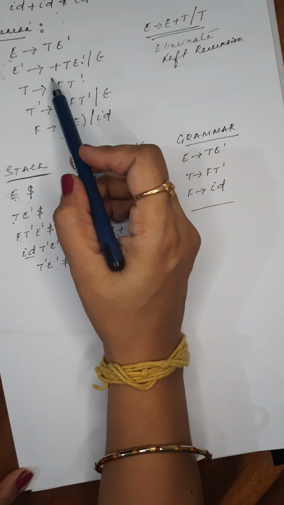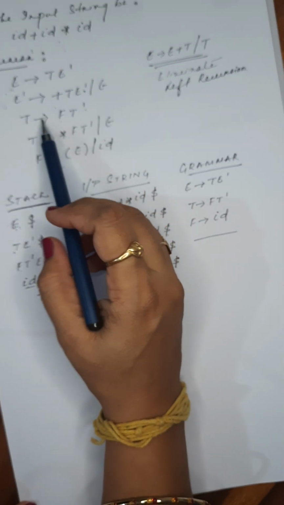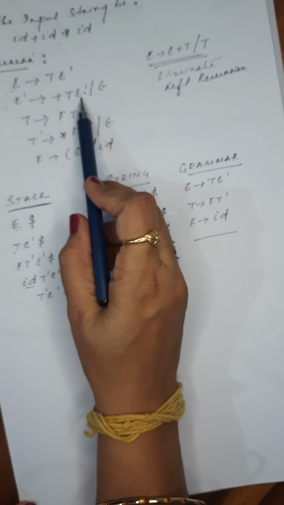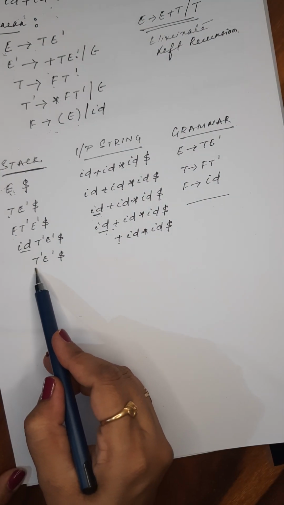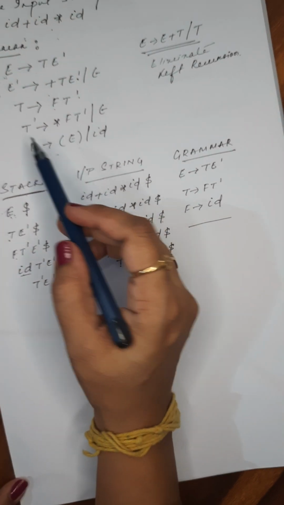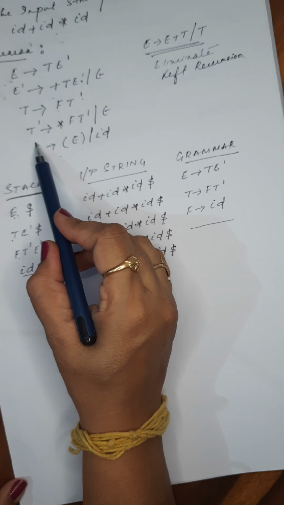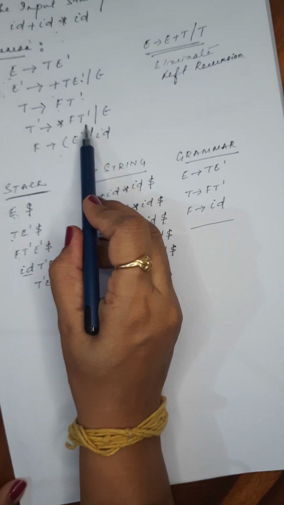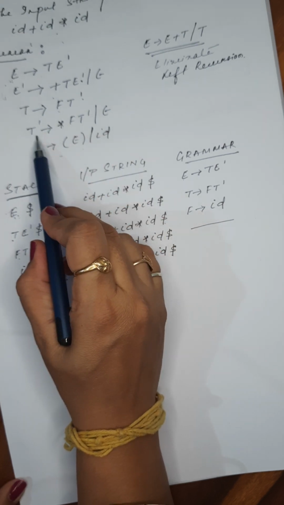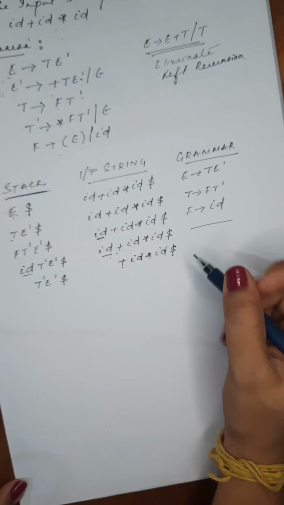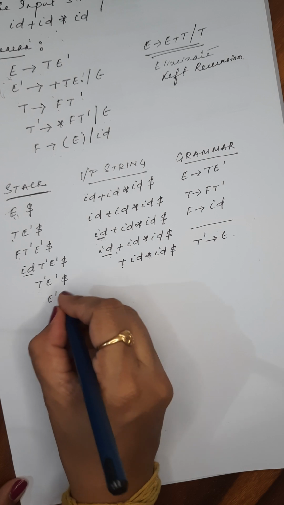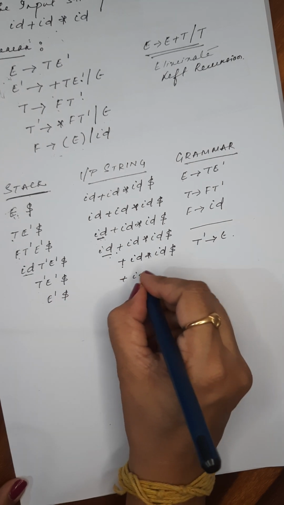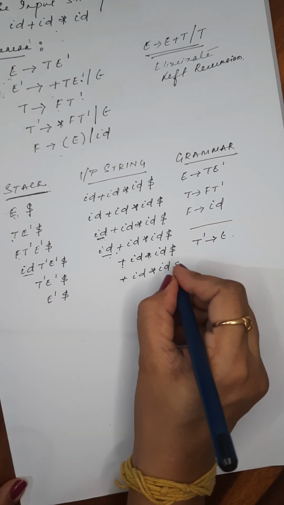Now look at the productions given to you. In these productions what is given? E dash tends to plus TE dash. So if I keep this T dash, it is not going to serve my purpose. So what I need to do is eliminate this T dash. Now check the productions of T dash. T dash has two productions: T dash tends to star FT dash or epsilon. So to eliminate T dash, I will take T dash tends to epsilon. So here what will remain? E dash dollar, plus ID star ID and dollar.